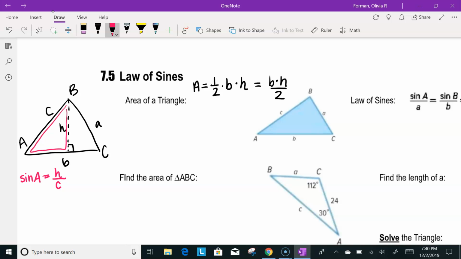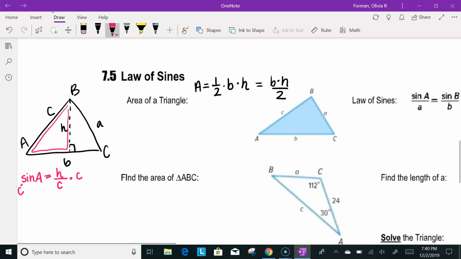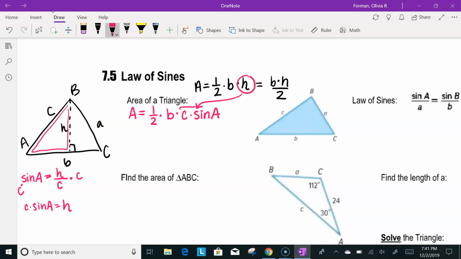So if you were trying to solve for H, you could multiply by C, and you get C times sine of A equals H. So the way that we get this new formula, our original formula is 1/2 base times height. We're going to keep that base, but instead of height, we're going to have C times sine of A. So instead of the height, we use this part right here, C times sine of A.